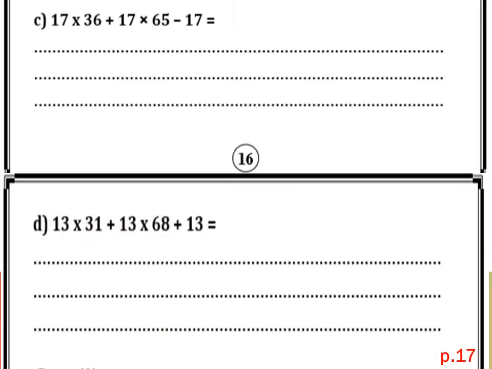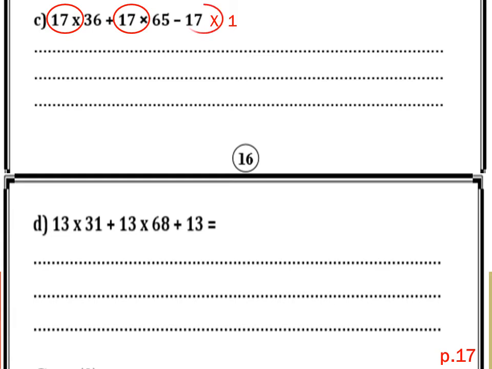And here let's solve letter C in page 16. 17 times 36 plus 17 times 65 minus 17. So let's collect the repeated number and multiply. The repeated number here is 17. So 17 multiply, 17 multiply, and here we have 17 only. Can we collect it? No, we have to write times 1. As we said before, we have to collect 17 and the sign. So here make it times 1, because 17 times 1 equals 17, which is the same number.